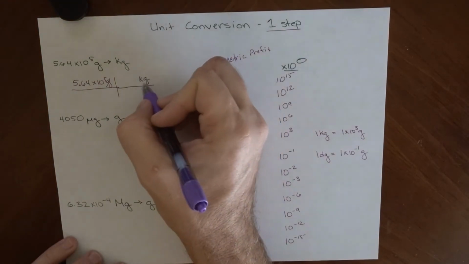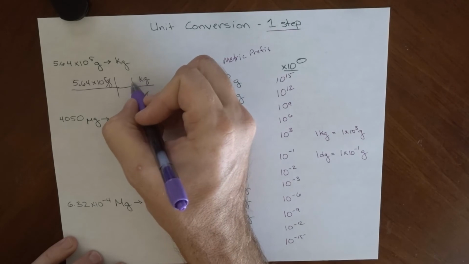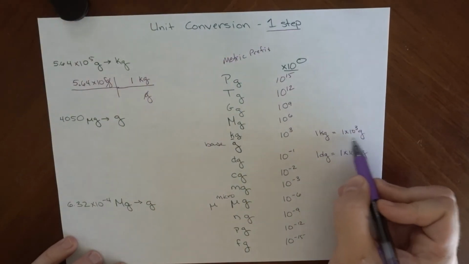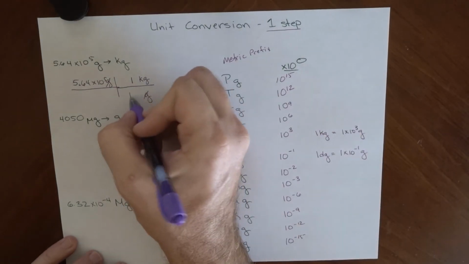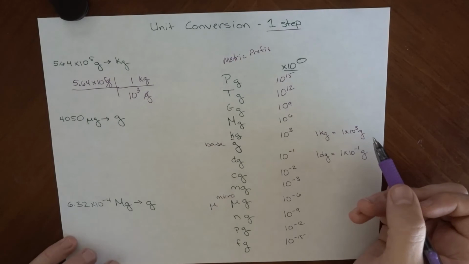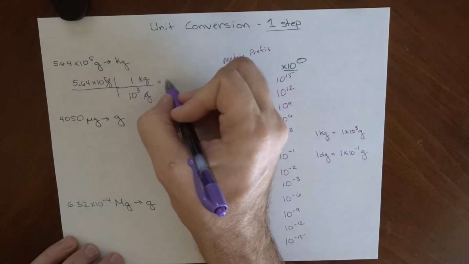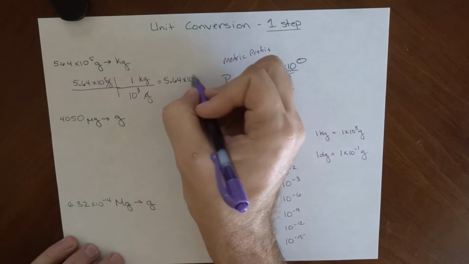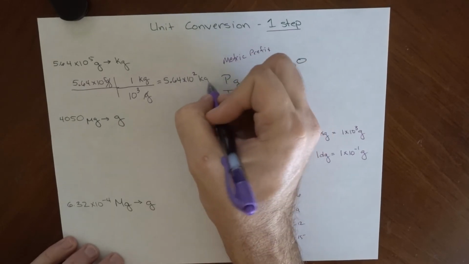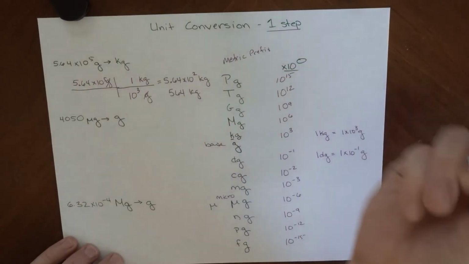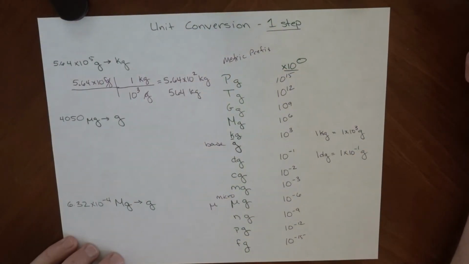And wherever I've got a metric prefix, like this k, I'm going to put a 1. 1 kilogram. And then that k, down here, as you can see, represents 10 to the 3rd grams. And I can leave out the 1 times 10 to the 3rd grams. And this would come out to 5.64 times 10 to the 2 kilograms. And if you were to write 564 kilograms, that would be just fine. Those are exactly the same.